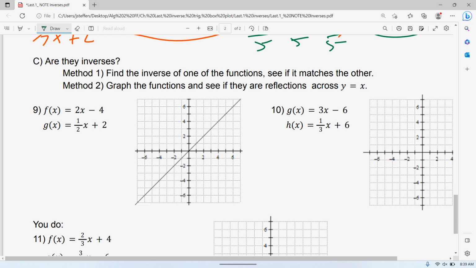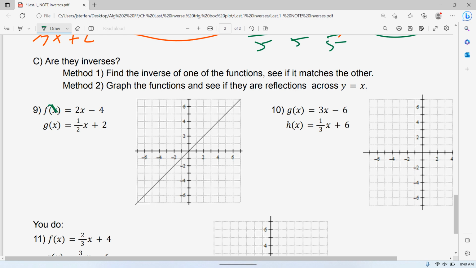So the first way to find out if they are inverses, or to prove they are or are not inverses, and this is my favorite one, is I just take one of the equations that looks easiest and switch x and y and solve. If your answer is the exact same equation as the other equation, then they're obviously inverses. If the inverse of f of x matches the equation g of x, then f of x and g of x have to be inverses. The other way is by graphing both of them and seeing if they're reflections of each other. I'll talk about that one in a second once we get done with this.